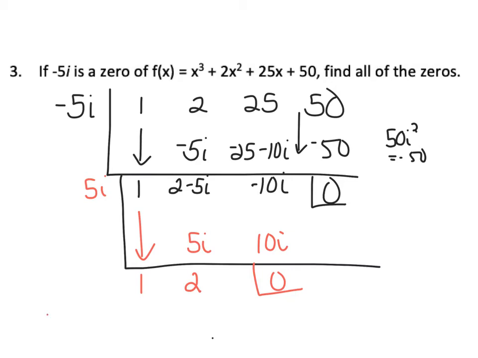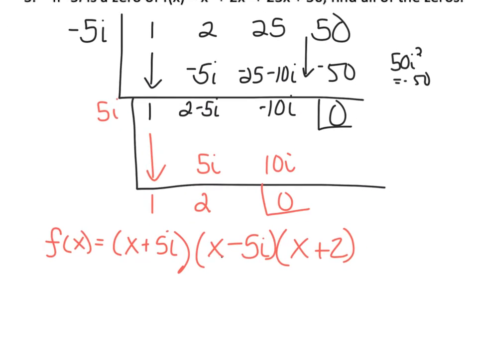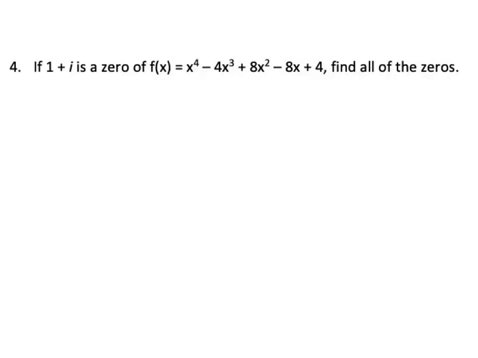So if I were to write out this entire function, f of x is equal to x plus 5i. From this 0, the corresponding factor would be adding. The next 0, positive 5i, would have x minus 5i, and this remaining depressed polynomial would be x plus 2. So there it is in factored form, and then my zeros are x equals negative 5i, positive 5i, negative 2. I'm going to do one more here.